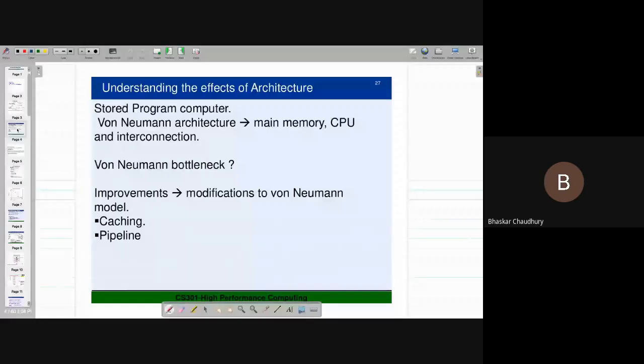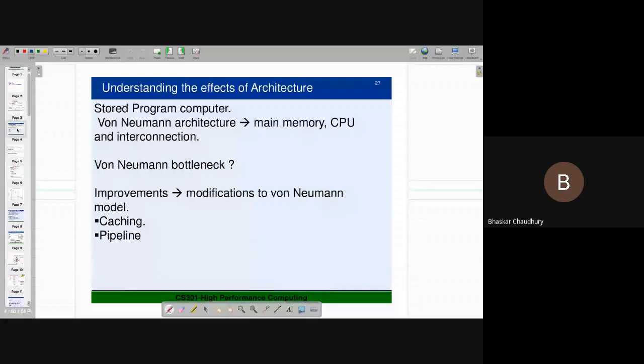Now, in today's lecture, it's very important to really understand the effects of the architecture on code. So today we are going to look into a particular code which we call a benchmark. We'll come there, and try to really understand how architecture plays an important role in the performance, or the total runtime, of that code.